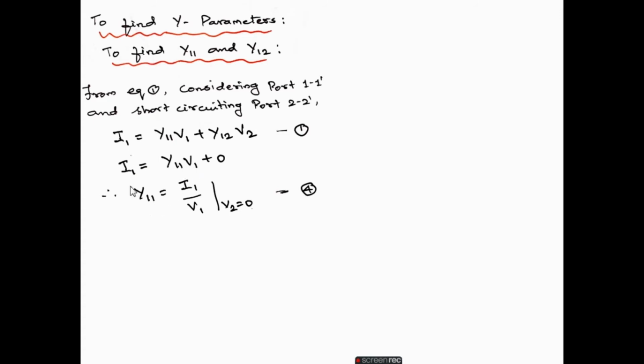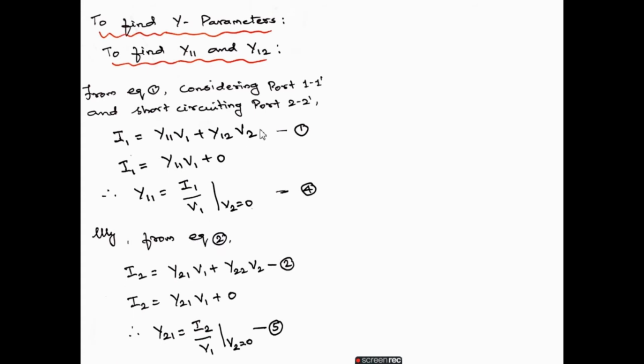So Y11 is equal to I1 by V1 at V2 equal to 0. Input current by input voltage is Y11. Hence, it is called the input driving point admittance. The numerator variable is from the input port, and the denominator variable is also from the input port. Hence, this is called the input admittance.